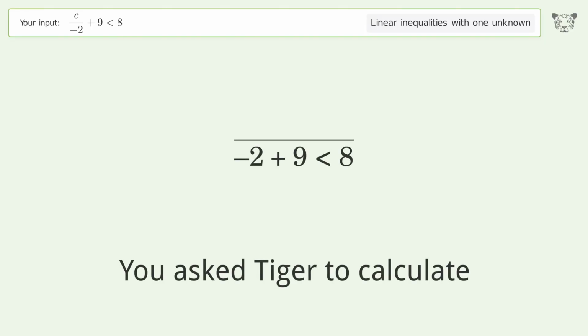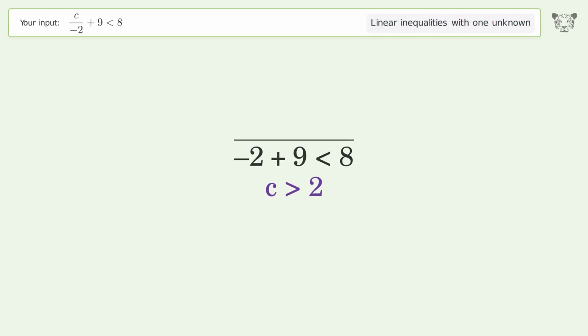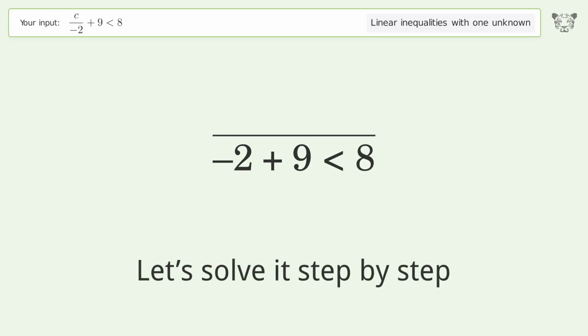You ask Tiger to calculate. This deals with linear inequalities with one unknown. The final result is c greater than 2. Let's solve it step by step.